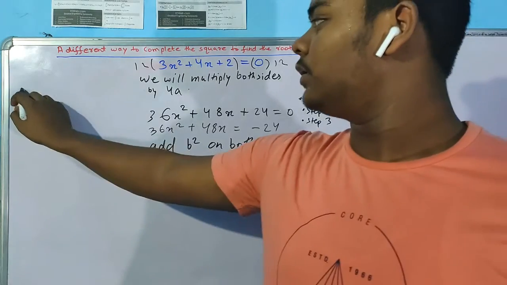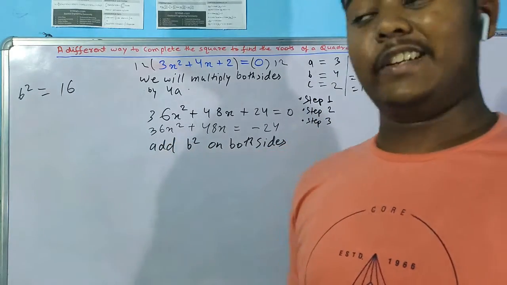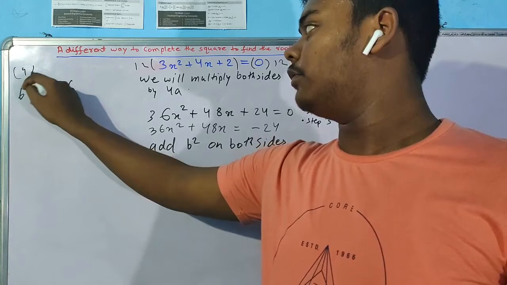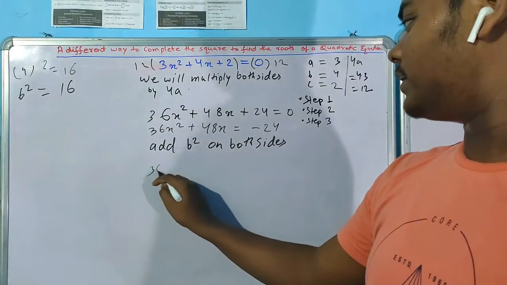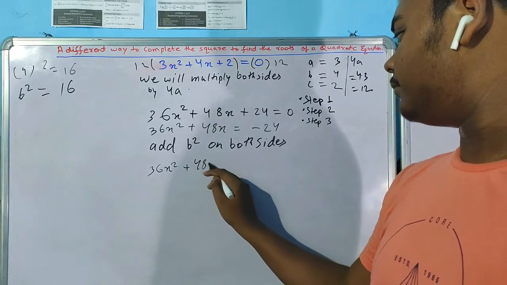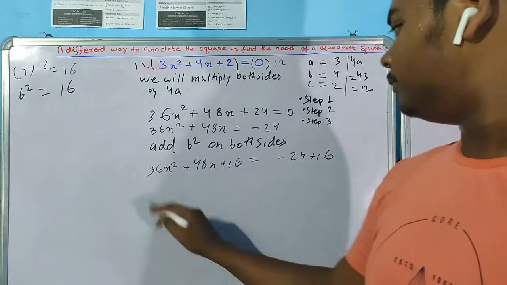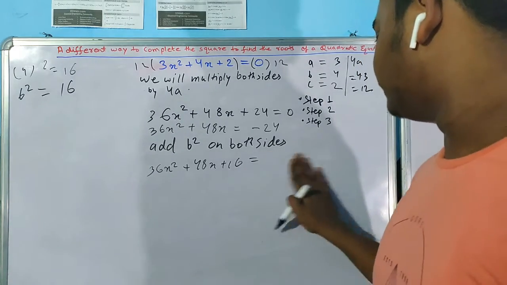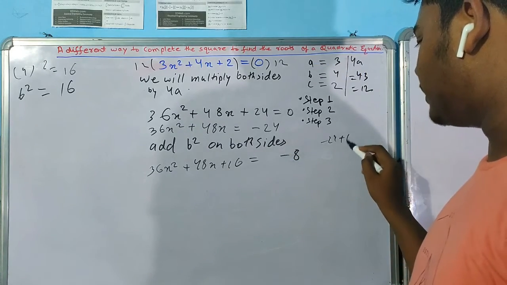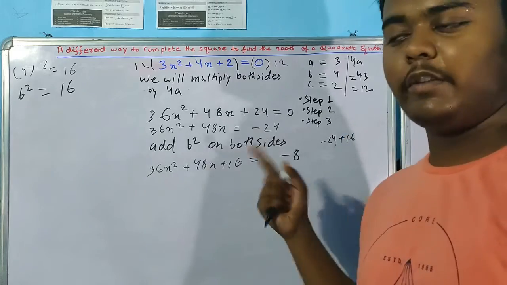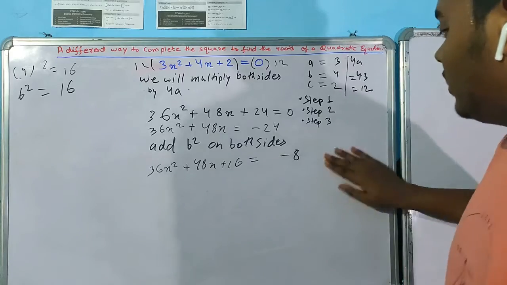Now what is b square? Let's find b square. b is 4, so b square is 16, right? 4 square is 16. Now we will add 16 on both sides. So this will just become minus 8: negative 24 plus 16 is negative 8, because the negative sign is there.